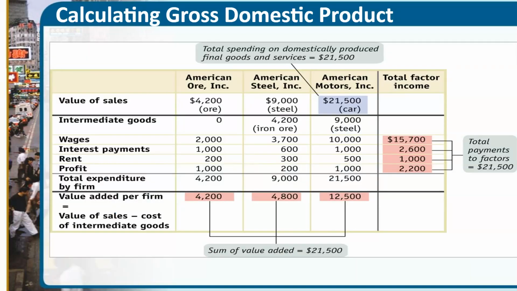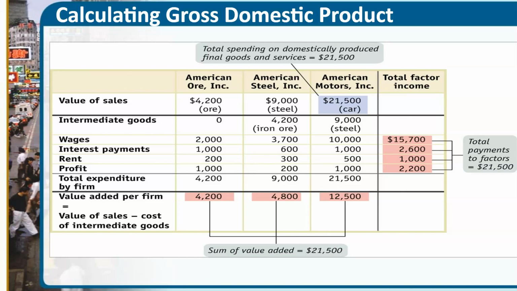As I mentioned, there are three ways you can add up. You can look at the final goods and services that are being produced. You can look at the factors of production that are being paid, or you can look at the sum of the value add in terms of what we see here. And we see all three of those in this particular graphic.